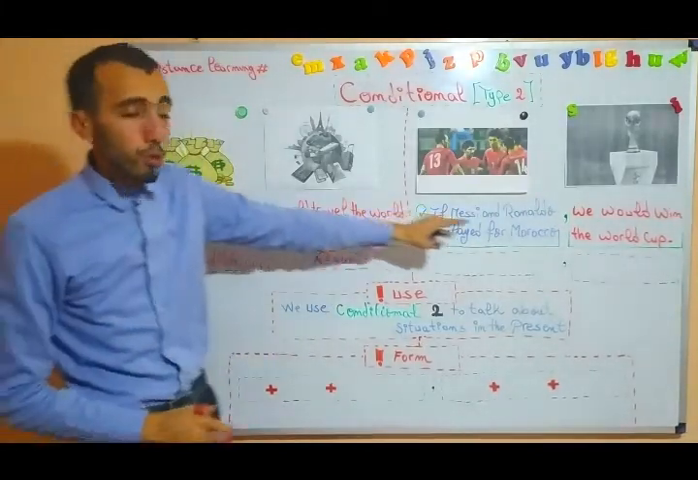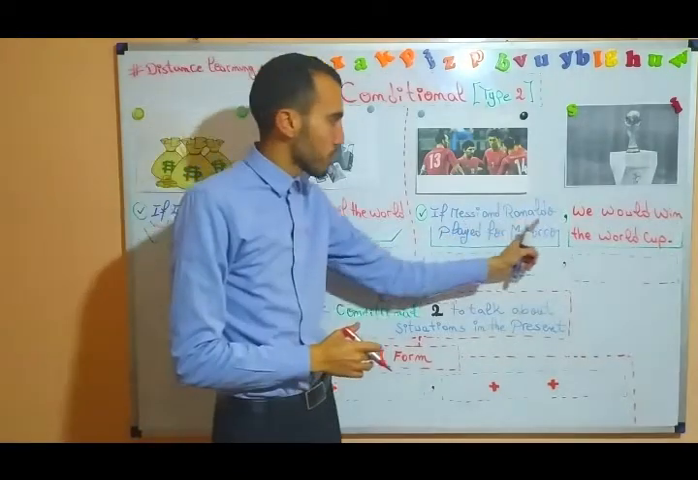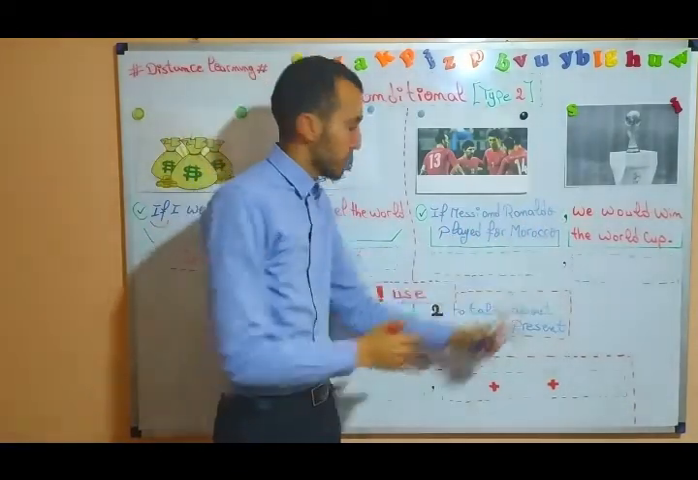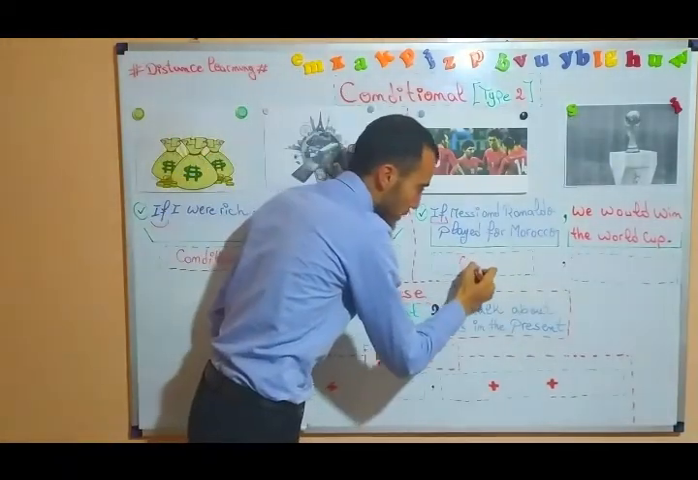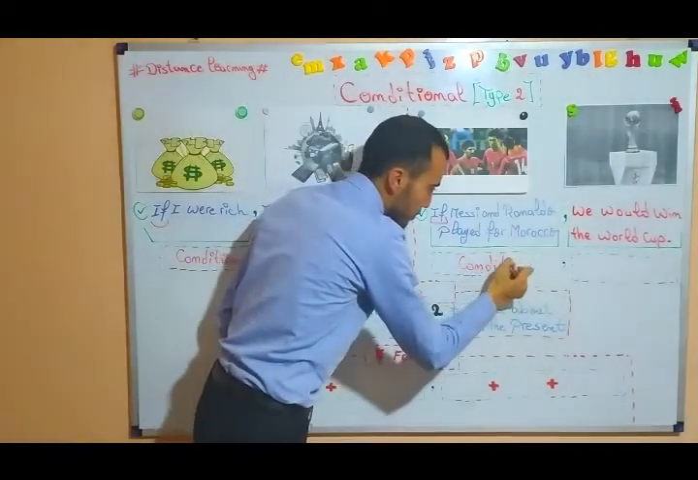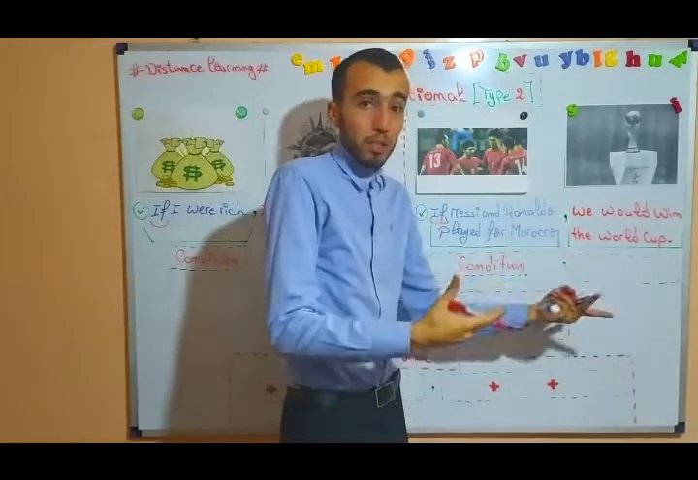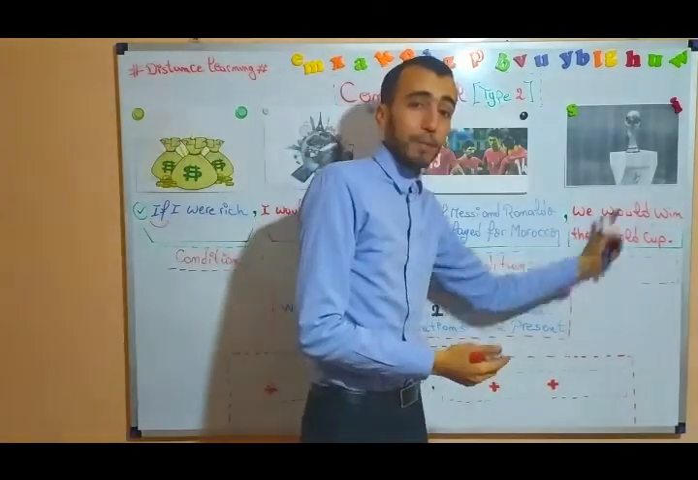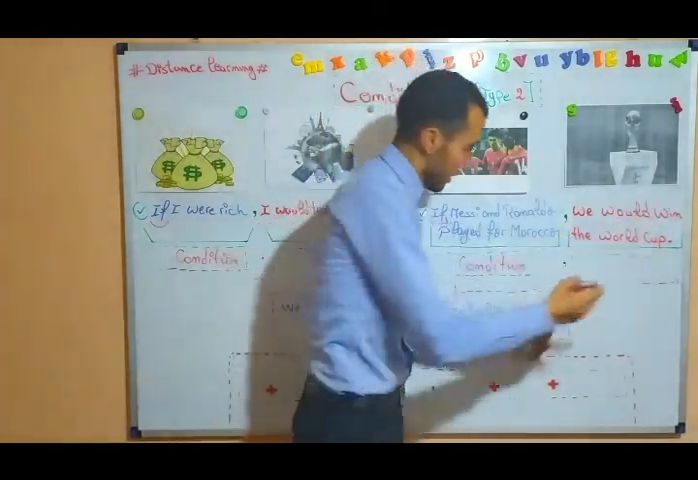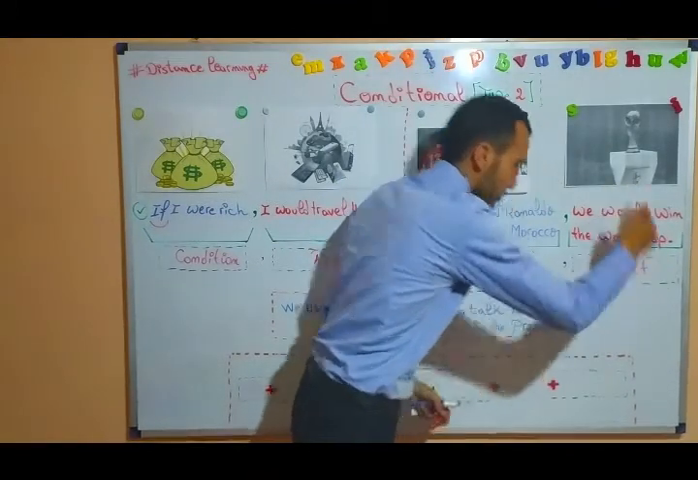Same thing for example number 2. Again, if Messi and Ronaldo played for Morocco, the if part, which contains the condition. And then, what happens if Messi and Ronaldo play for Morocco? We would win the World Cup. So this is the result of the condition.